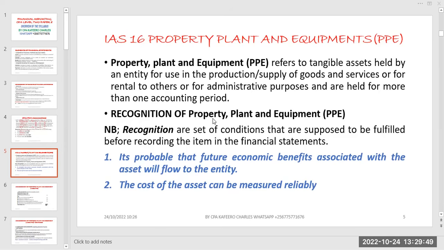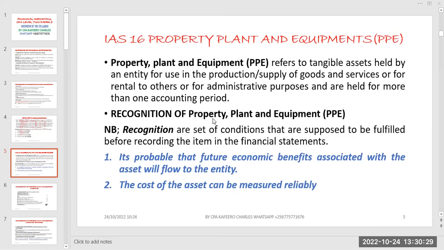We are going to resume our series on financial reporting, and as I promised you, we are going to kick off with IAS 16. We are going to be starting our standards, and the last video had looked at how we can define the elements of financial statements as far as the revised conceptual framework of March 2018 is concerned.